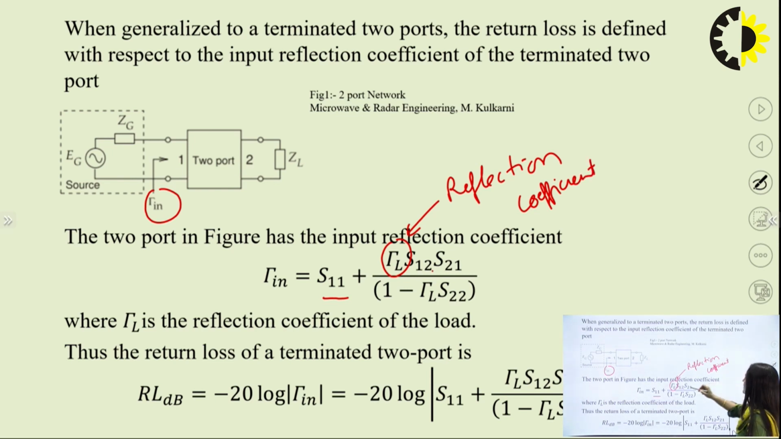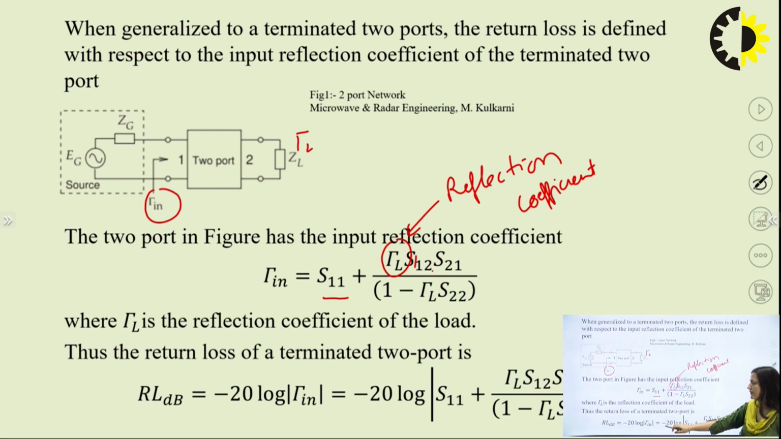If we have used subscript L, it means this is the reflection coefficient of the load. So this is your reflection coefficient at load. The return loss of a terminated 2-port is minus 20 log of the modulus of the input reflection coefficient. Take the modulus of this complete factor, take the log of it, and multiply by minus 20.